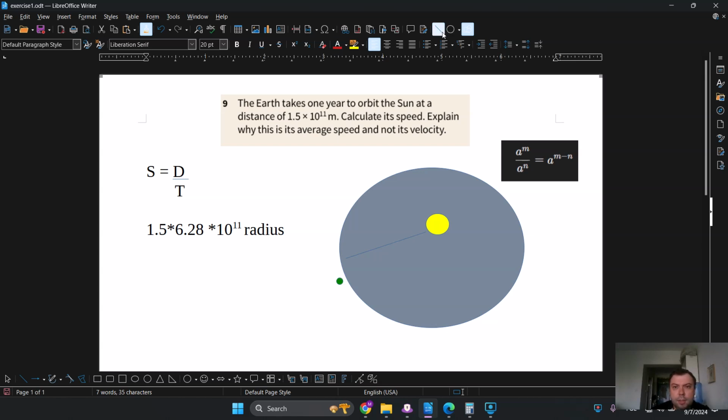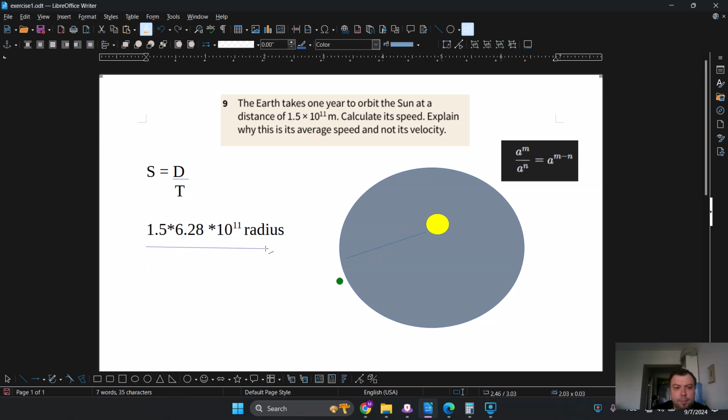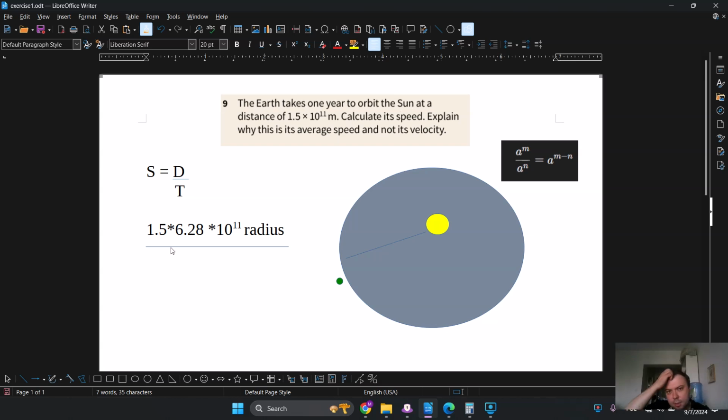And okay, so let's draw a line. We need to divide it by the time. And what is the time? They write the Earth takes 1 year to orbit the Sun. So should we write here divided by 1 year? No, we need to change 1 year to seconds. So how to change 1 year to seconds?